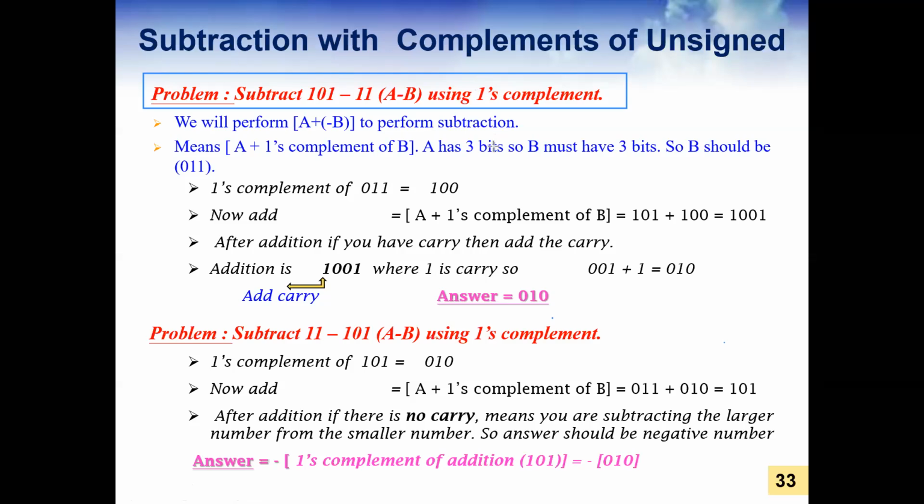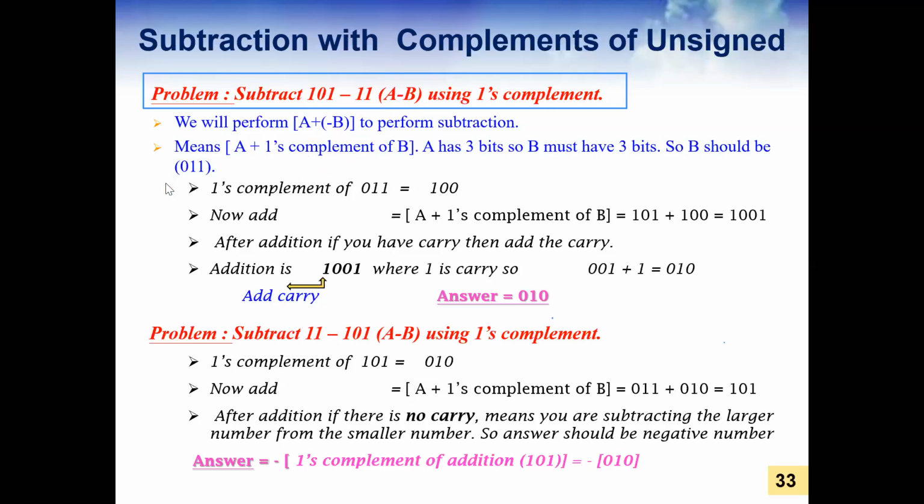So see the solution. We will actually perform a plus minus b, because we know that in a computer system there is no subtraction operation. Here a is given as 101, and b is given as 11. Let me just write this separately for you.